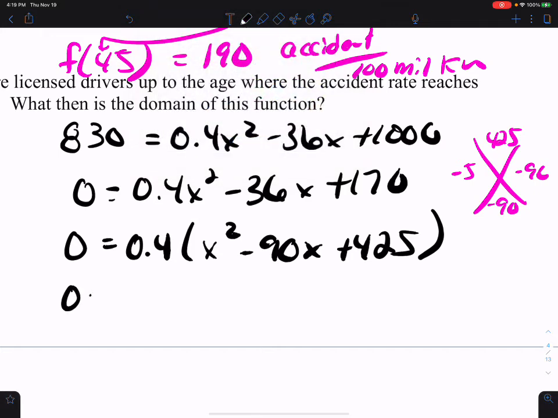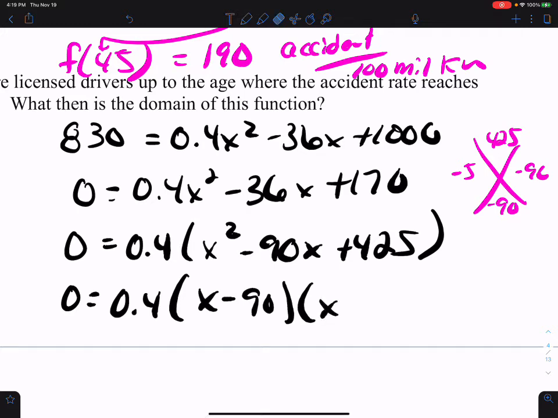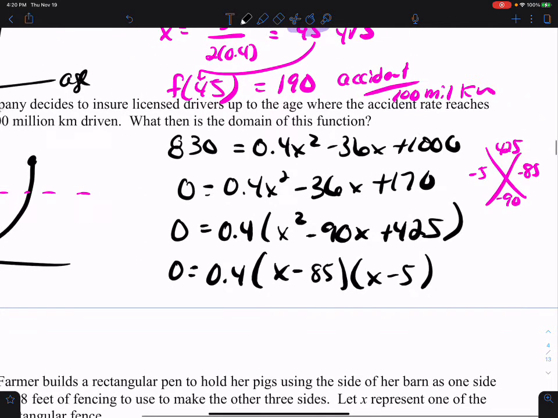So I can factor this, 0.4 times x minus 90, 85, sorry, not 90, that's my fault. 85. That's just what I said before. And then x minus 5. So in other words, this is our function.